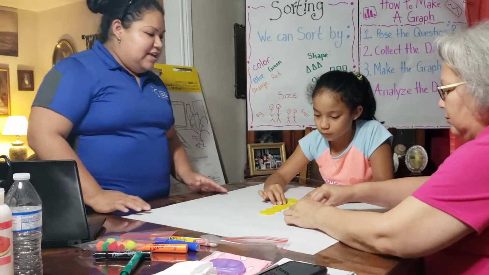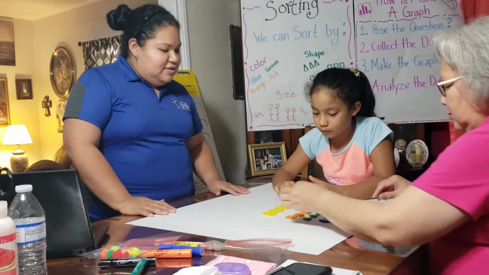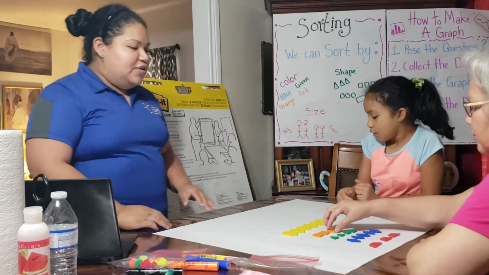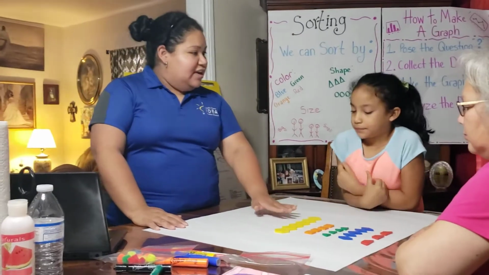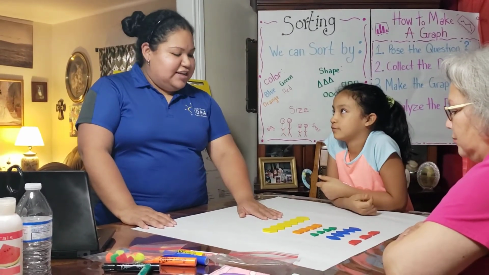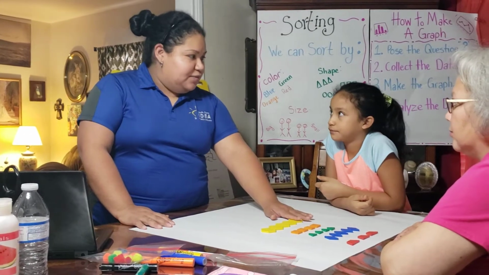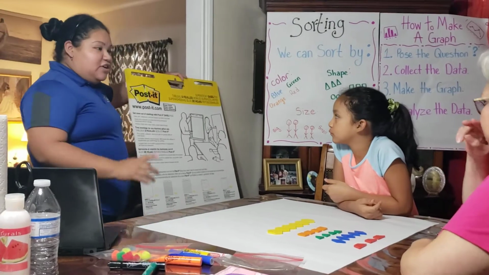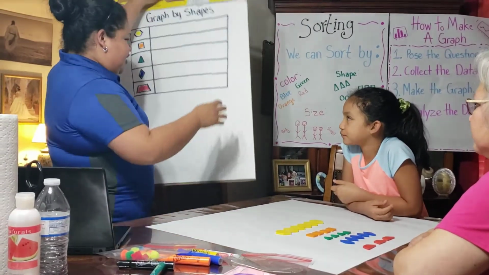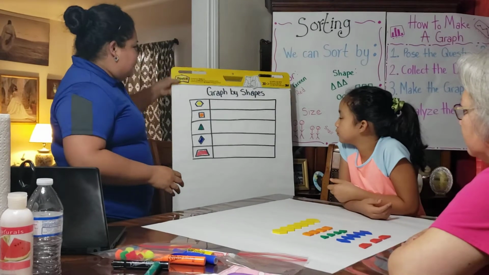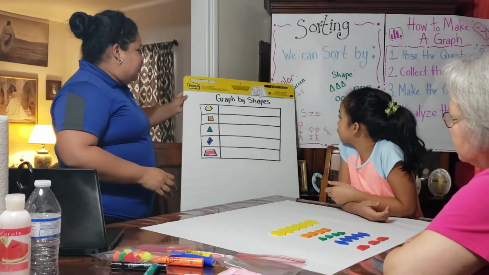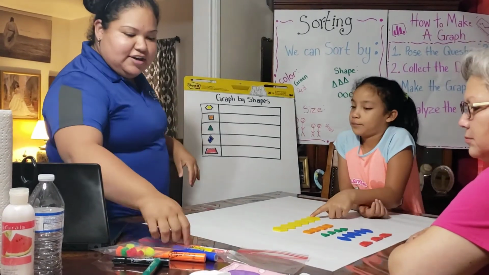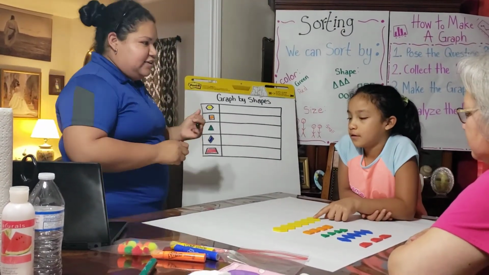All right. Now you work together as a team to sort these shapes out. Now we're going to transfer your information, which is your data. Your data is that you put all the shapes together and sorted them by their shapes. We're going to put your data on your graph. Here is your graph. We are graphing by shape. We're going to start with the first one, which is the octagon. How many octagons do we have, Leilani?